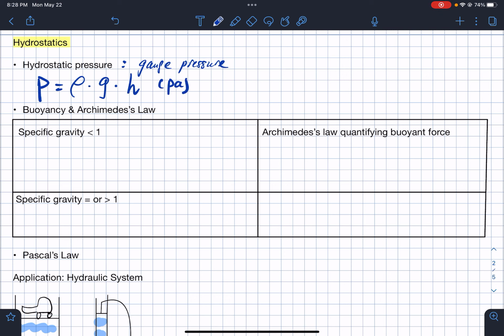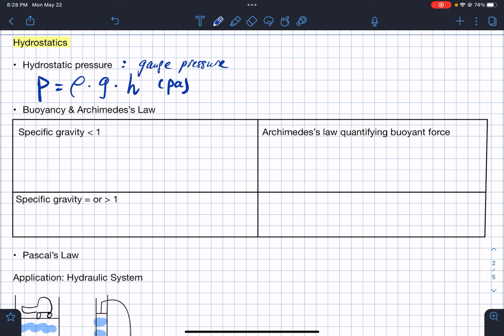All right, so now let's talk about buoyancy. Buoyancy is actually quite intuitive, as in our daily life, we see things being able to float on liquids, right? So intuitively speaking, if an object has a lower density compared to the liquid, it will float. If an object has a higher density compared to the liquid, it would sink, right?